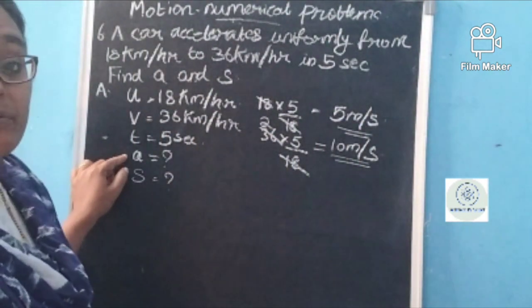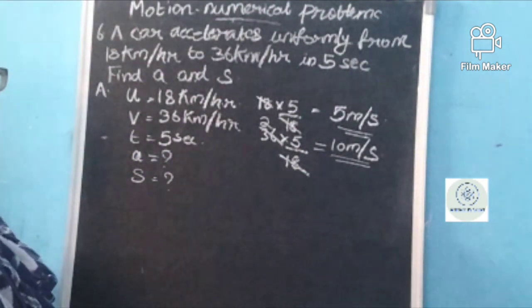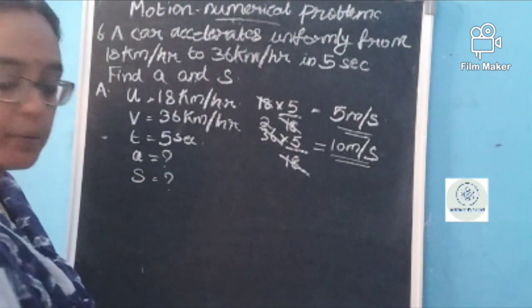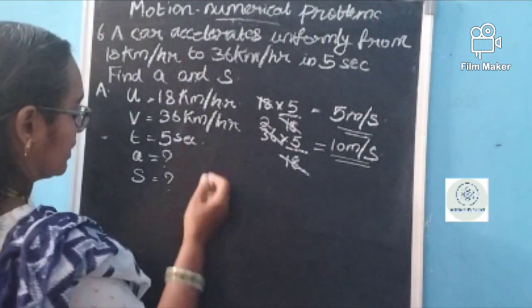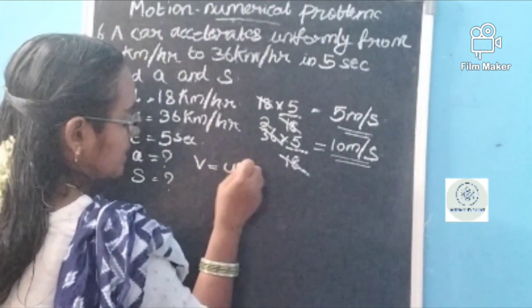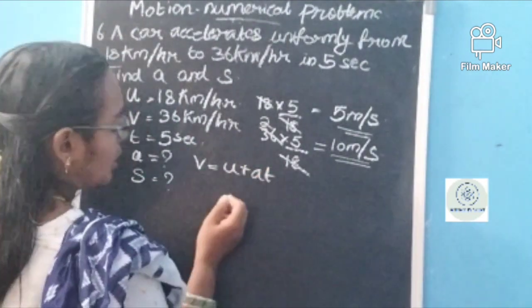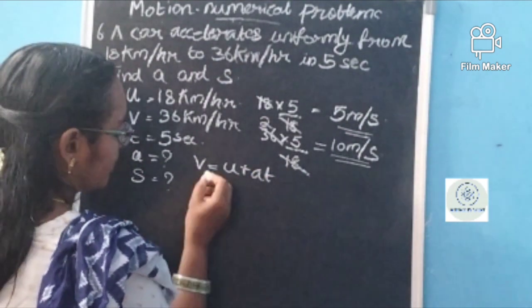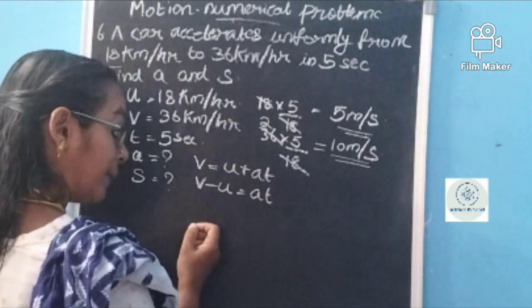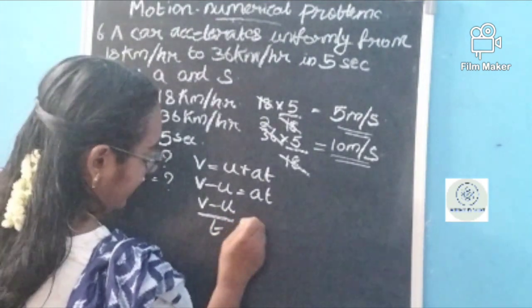Then we can find a. What all equations you know, you have to say. v is equal to u plus at. That itself will do good because v we know, u we know, everything we know, but a we can easily find out. v is equal to u plus at. So what will be a from this? v minus u is equal to at, right? So a will be v minus u by t.